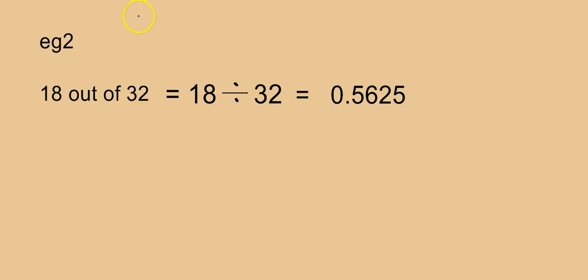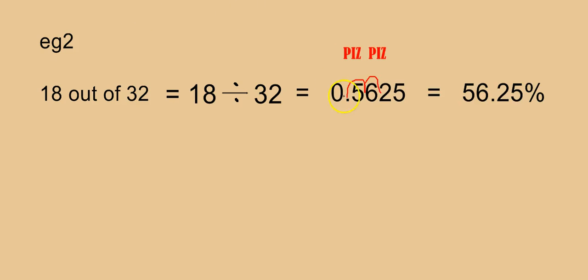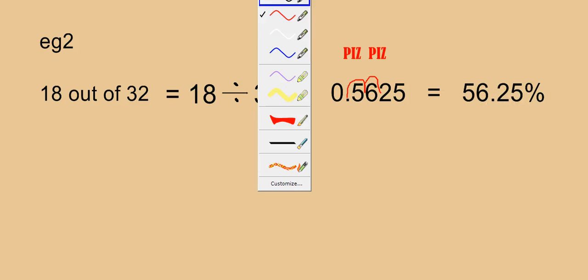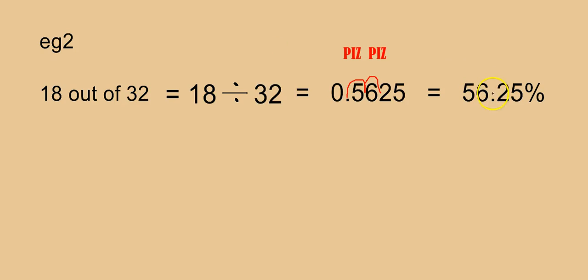Well, we're going to do the exact opposite. We're going to move the decimal point forward 2 places to make it back into a percent. And because we're doing the opposite of zip zip, I use the words piz piz. So to go forward 2 decimal places, piz piz, we end up with 56.25%.